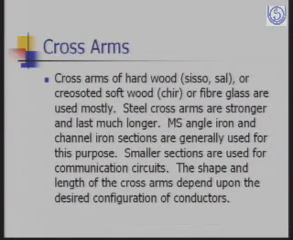Then we have the cross arms. The cross arms of hardwood or softwood or fiberglass are being used mostly. Steel cross arms are also being used and they last much longer. MS angle iron and channel iron sections are also being used for this purpose, and the shape and the length of the cross arms would depend upon the desired configuration of the conductors. The conductors may be in vertical, horizontal, so the shape of the cross arm would also depend on the configuration of the conductors.